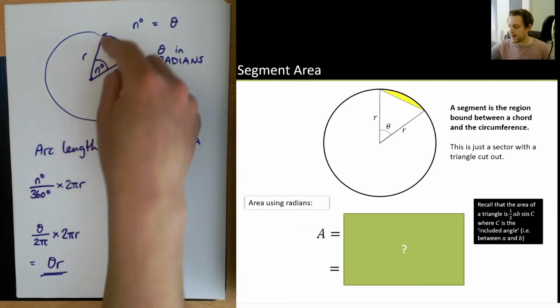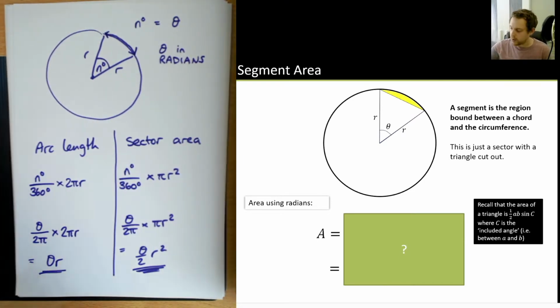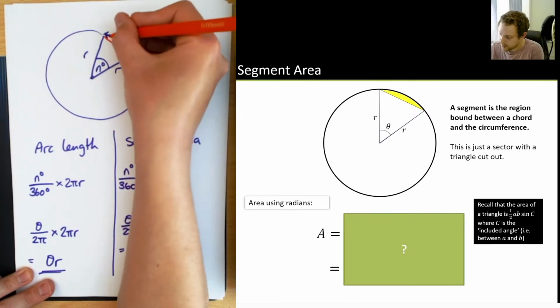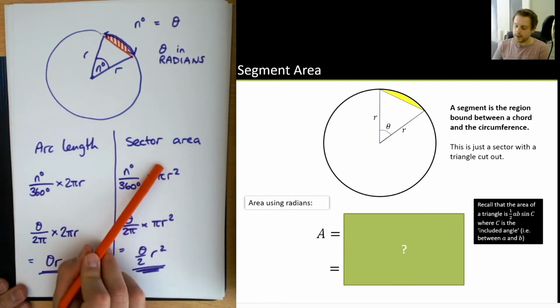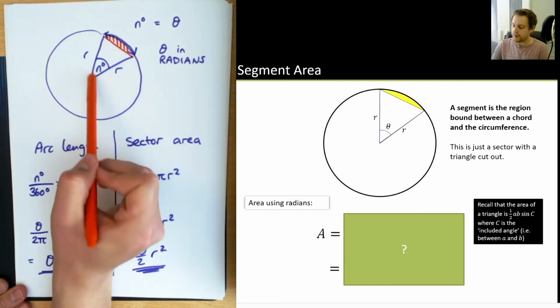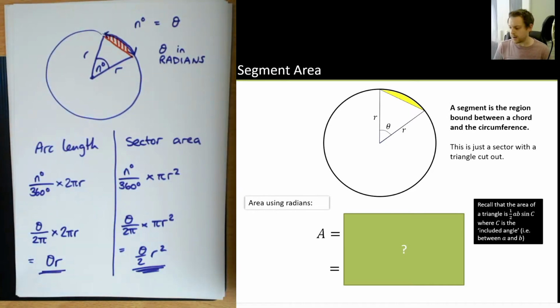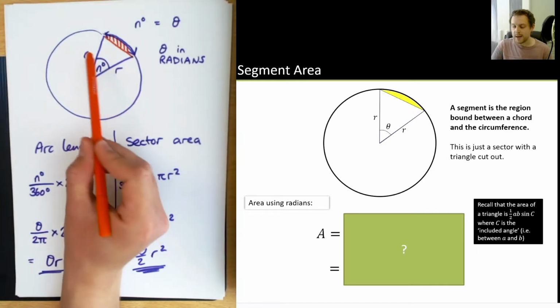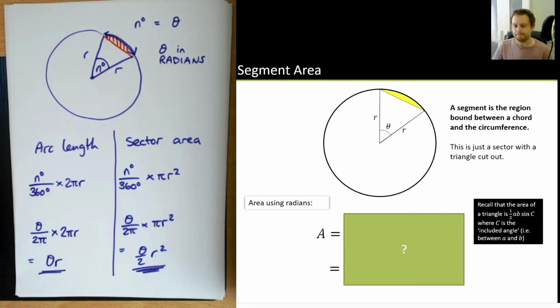Now, of course, if you want the area of a segment, which is where you just want this bit, you work out the area of the sector, but then you take away the area of this triangle that's left over. Now, the area of this triangle is actually not that hard to work out if you can remember the area of a triangle formula. So that's a half AB sine C. But both A and B are r, and the C will be your theta. So this is not so bad.